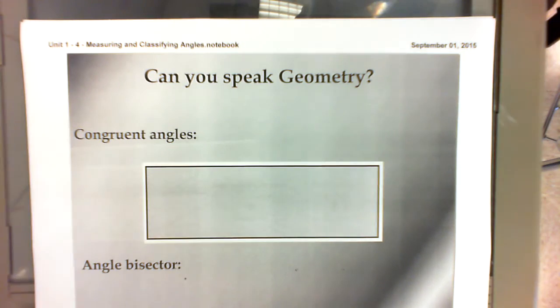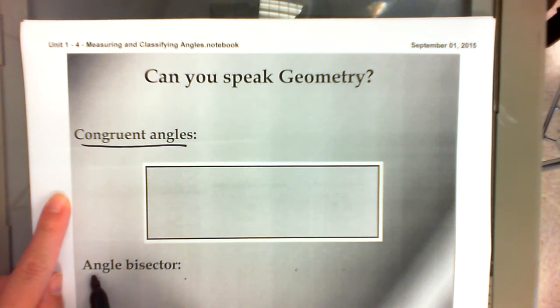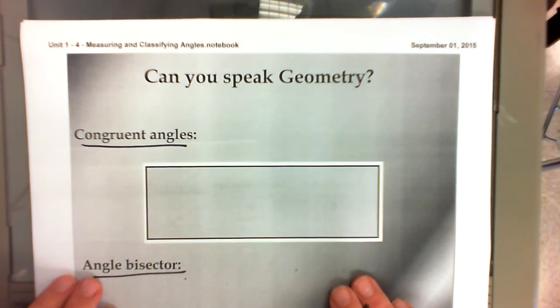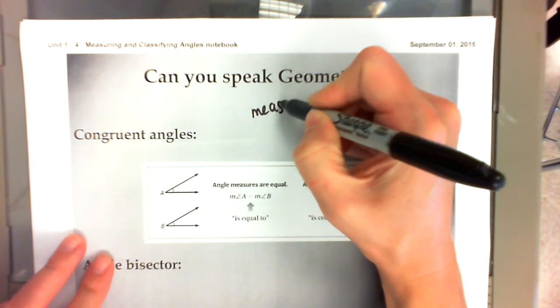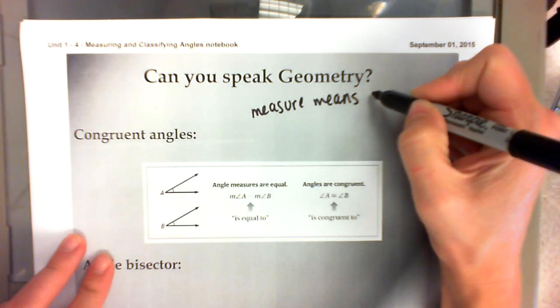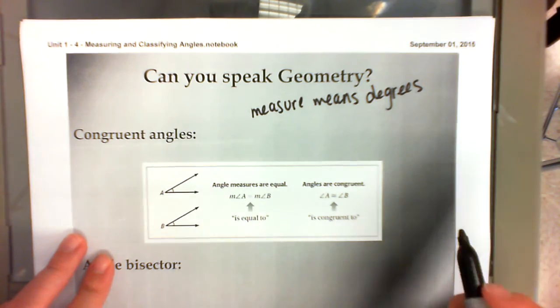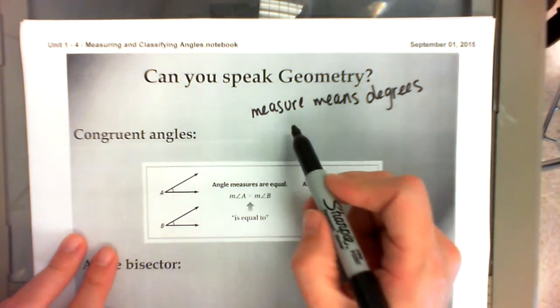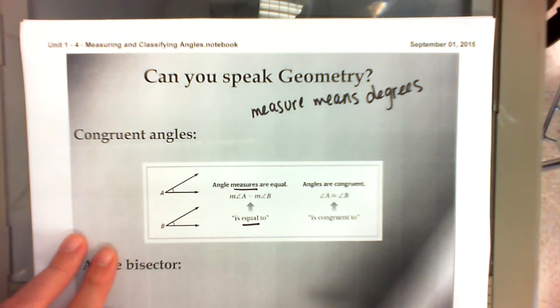Okay, two terms. Please write these down in your notebook. Congruent angles and angle bisector. Congruent angles are angles whose measures are equal. Measure means degrees. And we use measure and equal. So angles measure and are equal to.